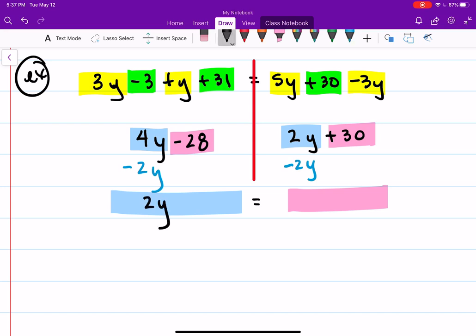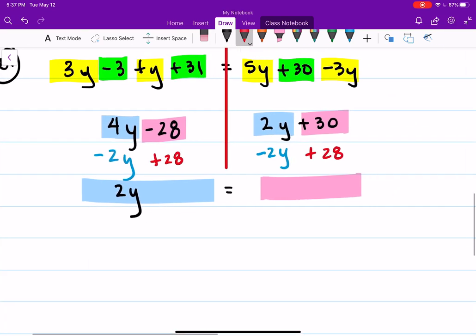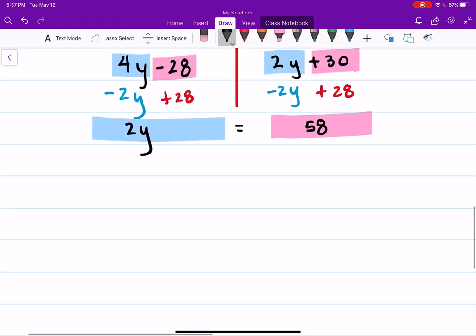Okay? Now, I want to get that negative 28 to the right side. Okay? So it's negative 28, so I add 28. If I do it to the left side, I gotta do it to the right side. When I do that, look at what happens to that 28. It goes to 0. Okay, so it's no longer on the left side. Now it's on the right side. And that is going to be a 58. Okay, so now I have a 2y equal to 58.